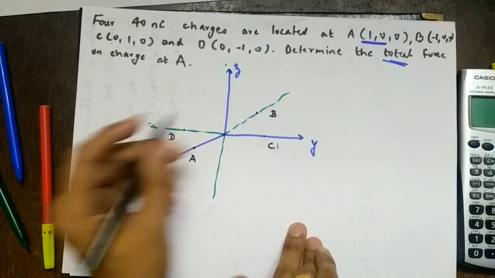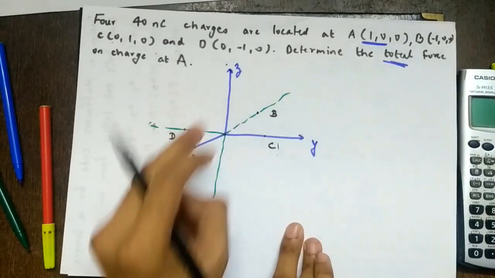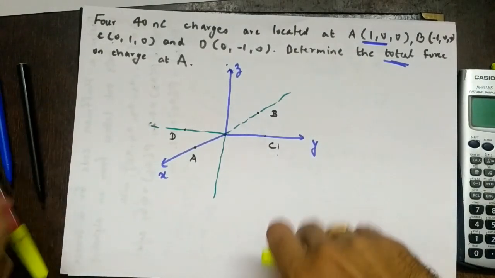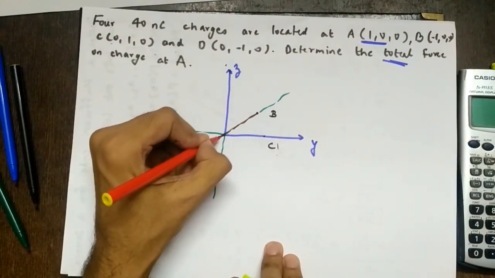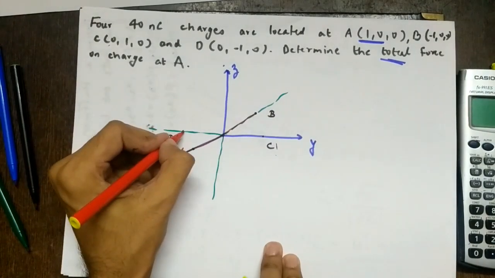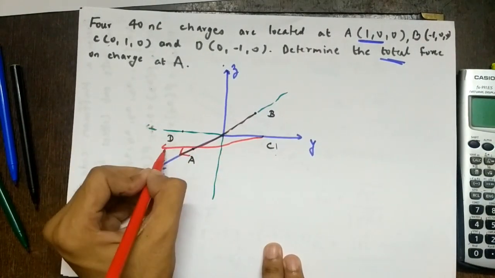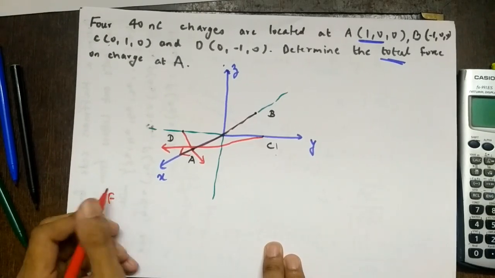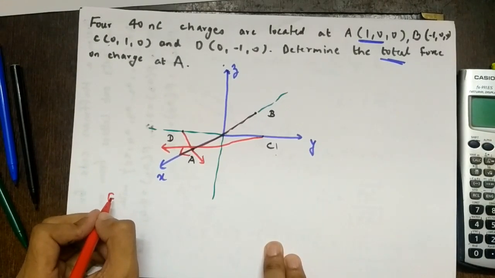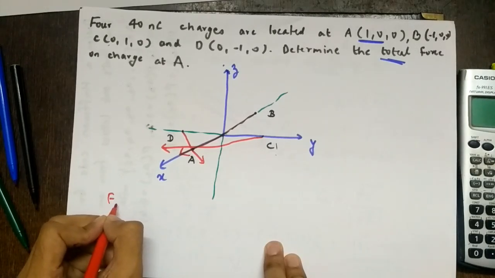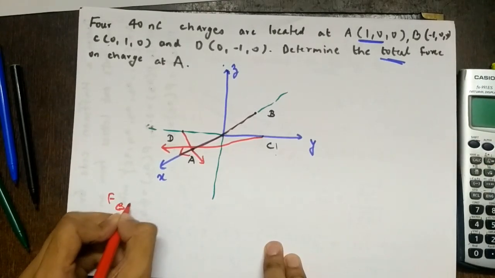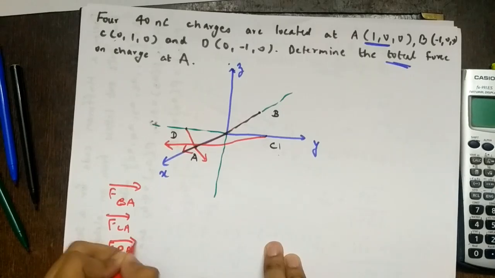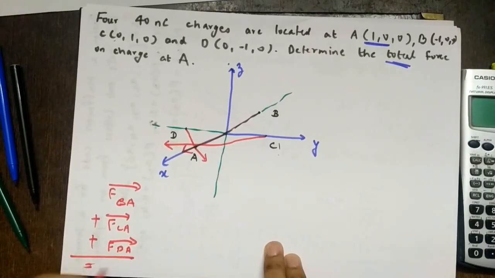Right? So what we have to do? We have to find the total force on charge at A. So obviously we have to find due to B, C and D. If we are finding due to B, now I am using a red pen, it will be directed in which direction? Like this. Then due to C, it will be directed like this. Then due to D, it will be directed like this. So what we have to find? F on charge at A means on A, right? So FBA vector we have to find, FCA vector we have to find and FDA vector we have to find, and finally we have to add them to get the final answer.